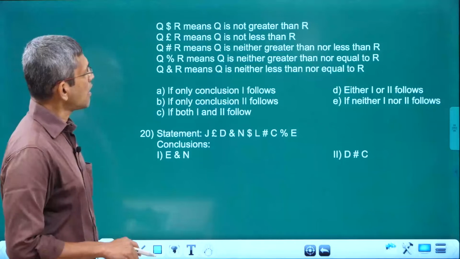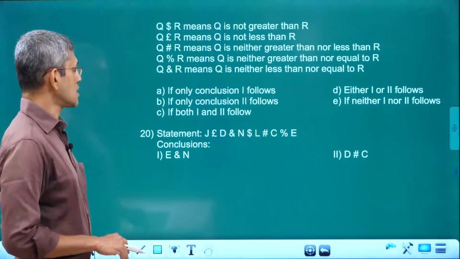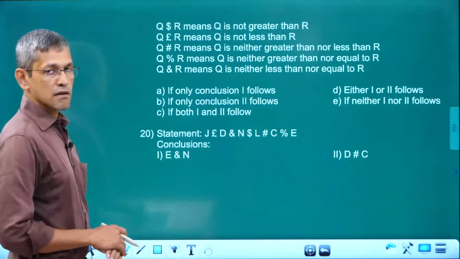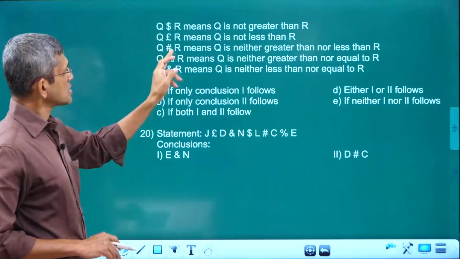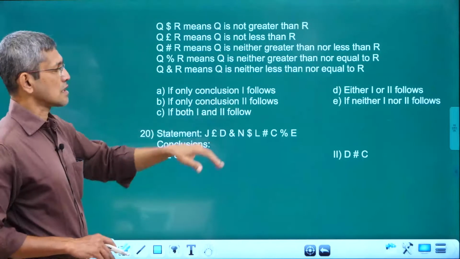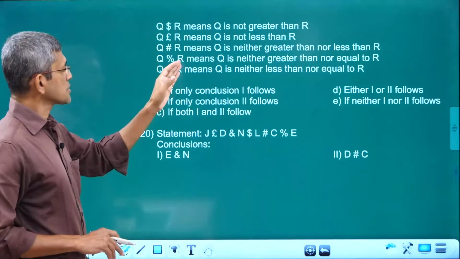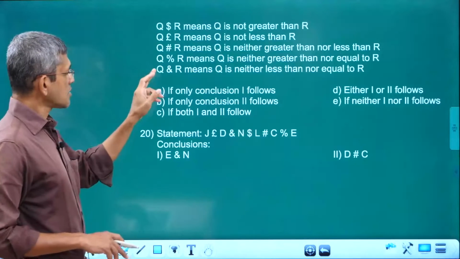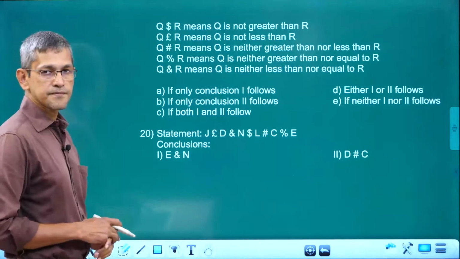Q $ R means Q is not greater than R. Then Q £ R means Q is not less than R. And Q $ R means Q is neither greater than nor less than R. And Q % R means Q is neither greater than nor equal to R. Now Q and R means Q is neither less than nor equal to R.